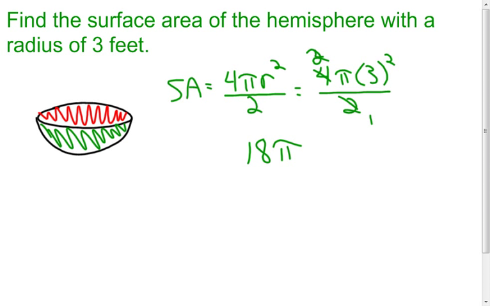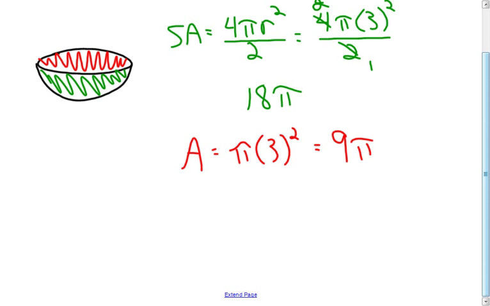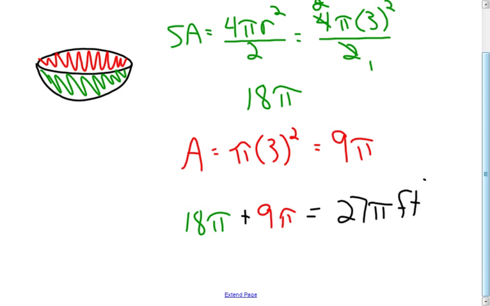Now the red circle, that's the area of a circle, which is just pi times 3 squared. That's going to come out to be 9 pi. So now I just need to take the area of the green part, 18 pi, and add it to the area of the circle, which was 9 pi. I'm going to have the area of my hemisphere, which is going to come out to be 27 pi. My label for this problem was feet, so 27 pi feet squared.